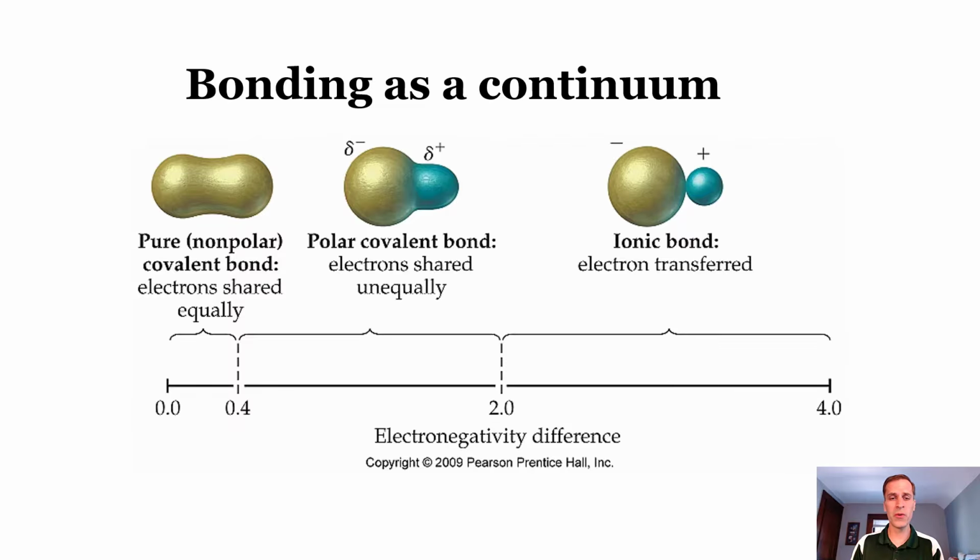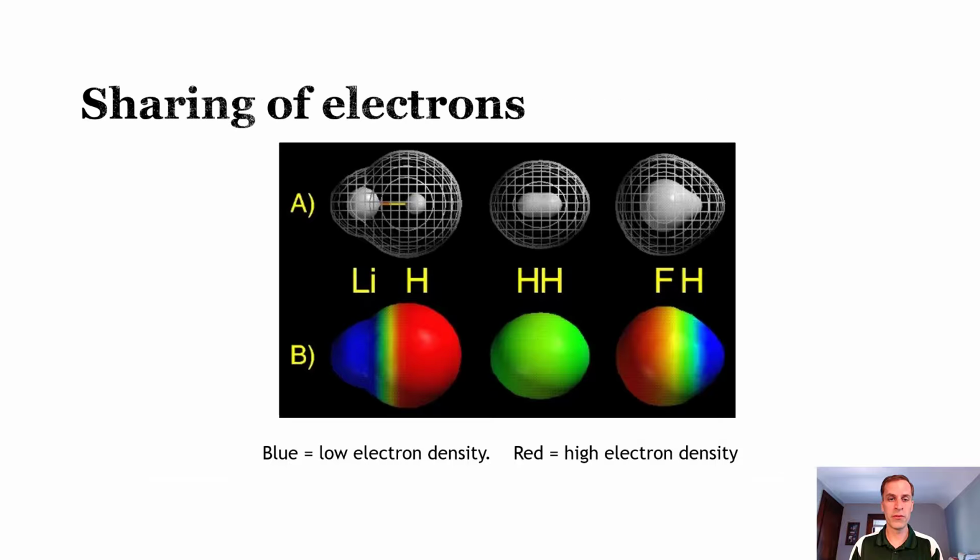Now let me show you a little bit of what this might actually look like and why we need to look at the difference in electronegativity. Let's look at three different molecules here: LiH, hydrogen bonded to hydrogen, and fluorine bonded to hydrogen. These all have differences in electronegativity. In this case, the hydrogen is the one that's more electronegative, and the red in this diagram shows high electron density, so there's much higher electron density on that hydrogen. The lithium has a lower electronegativity, so it has lower electron density and ends up being blue.